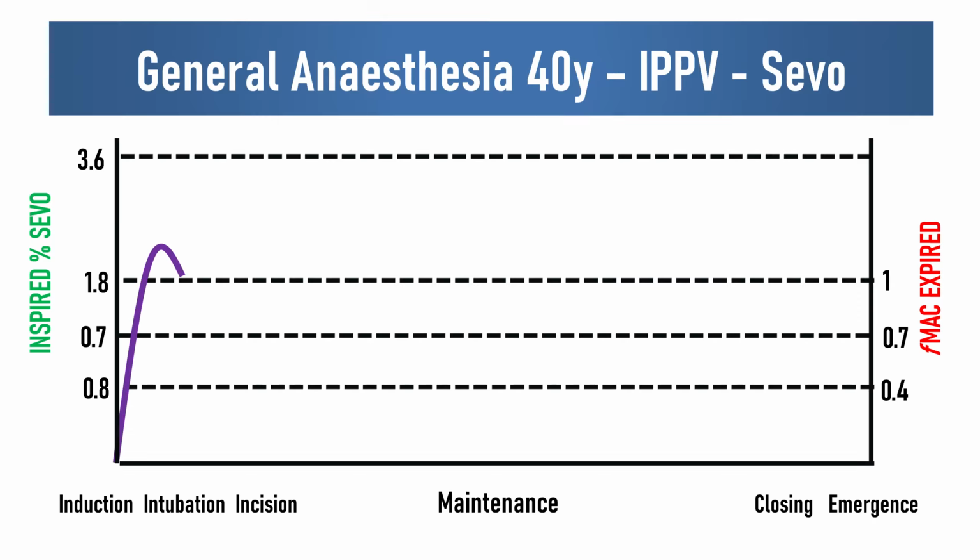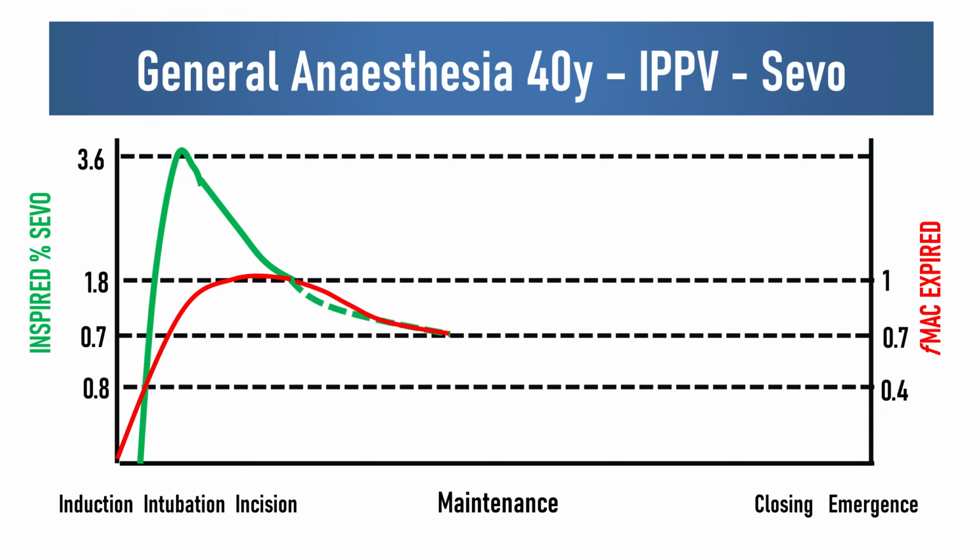We induce the patient with propofol, and then immediately set about attempting to ensure that there is sufficient volatile agent on board to make sure that at the time of incision, the expired concentration is about 1 MAC. So generally, most anesthesiologists will give an inspired concentration that's about twice what the MAC is for that patient's age. Then the vaporizer is turned down so that in multimodal anesthesia, the fractional MAC is about 0.7.